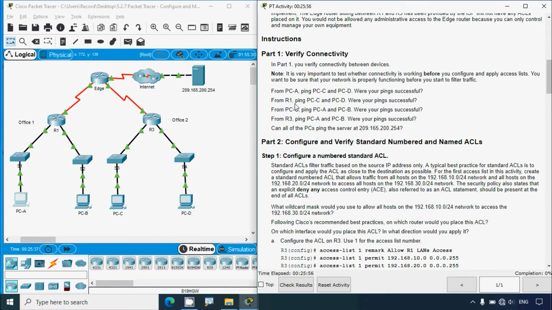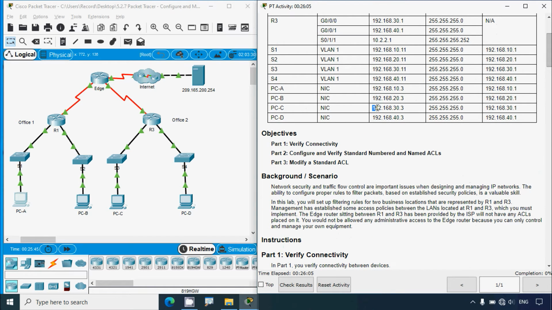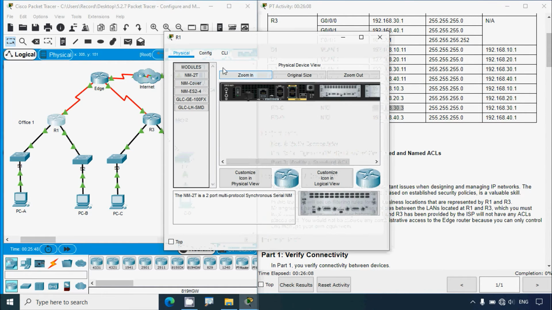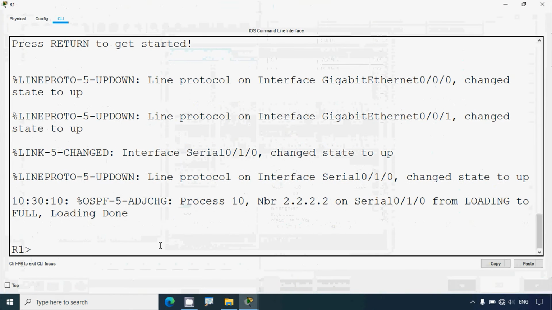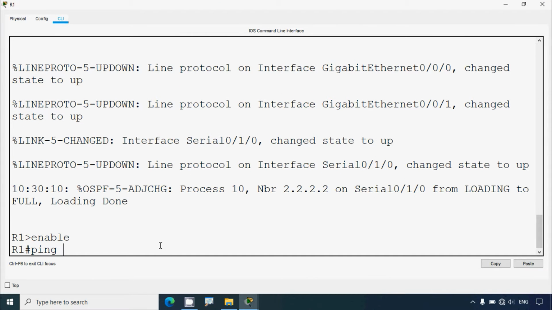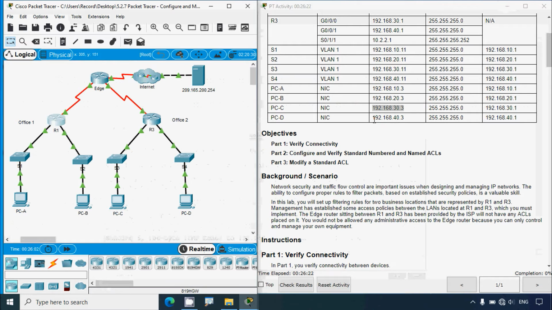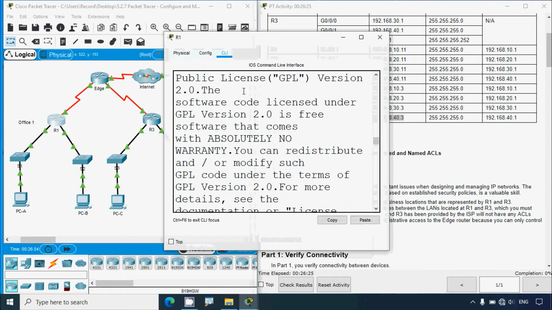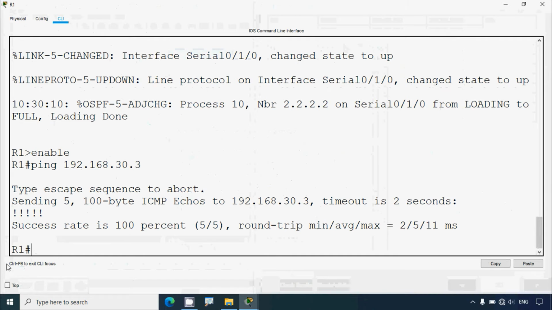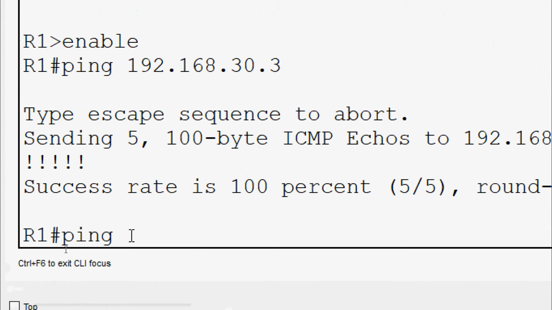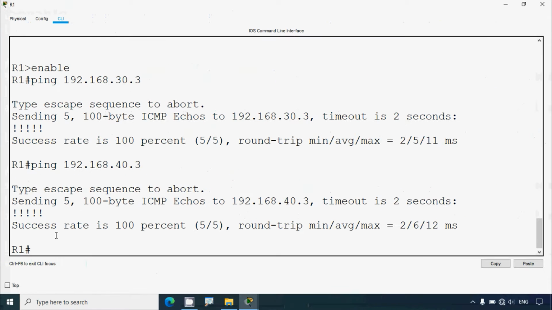Now from R1, ping PC-C and PC-D. Okay, we will get the IP address of PC-C. We'll go to R1 CLI and here enable, and we will give the ping command, then the address. So we can see success rate is 100%. We will get the IP address of PC-D. Coming to R1, ping to PC-D. So success rate is 100%.